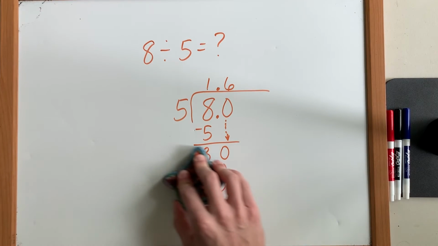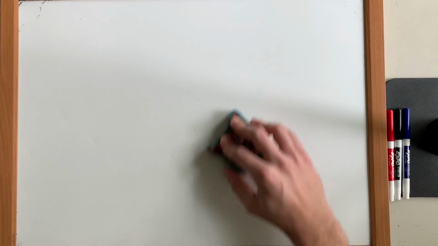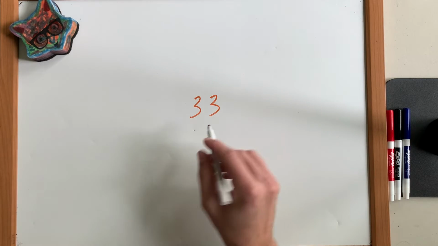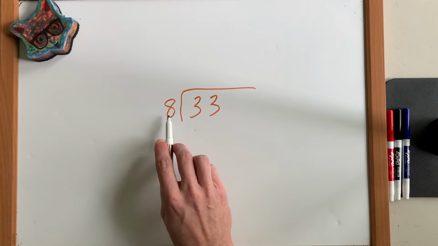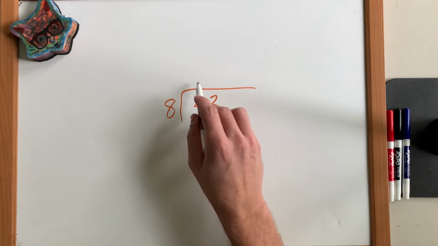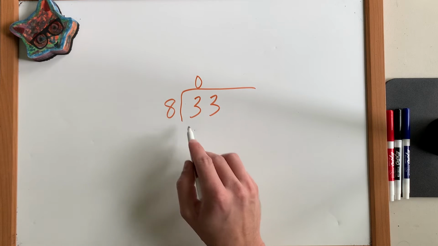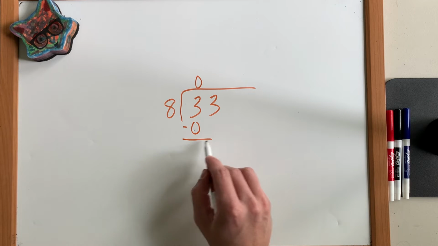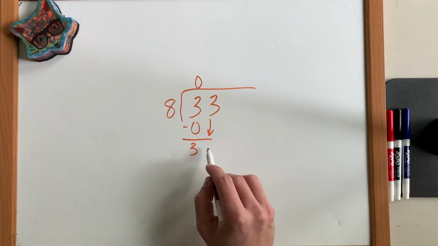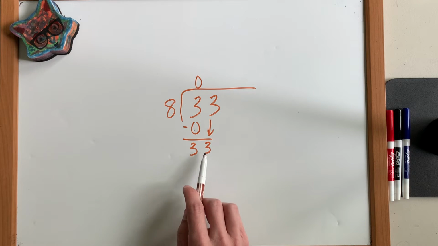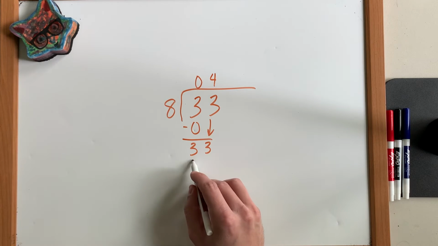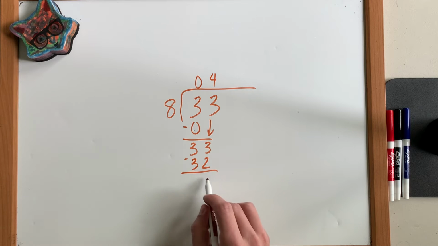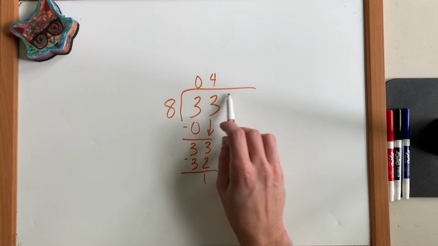Let's take a look at an example that's a little bit more difficult, but uses the same principles. 33 divided by 8. Okay, we're going to ask ourselves, how many times does 8 go into 3? Well, it doesn't. So we're going to put a 0, we're going to multiply, we're going to subtract, and bring down the next digit. And 8 goes into 33 4 times. Okay, 8 times 4 is 32. Now look what happened. We have 1 left over, and we have no more digits.